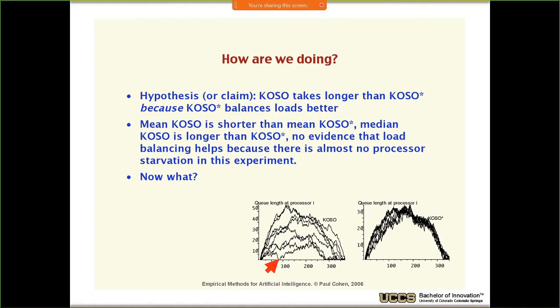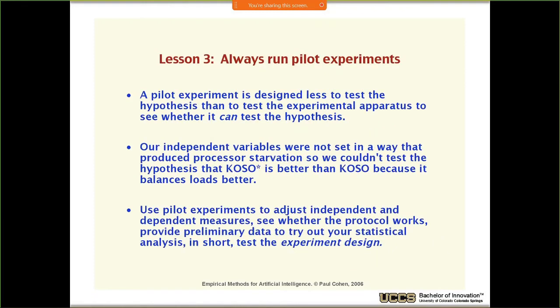So now what are we going to want to do? We've analyzed, this is just a summary of where we are. We have this hypothesis left. The load balancing doesn't help because there's almost no processor starvation in this experiment. So let's do another experiment. We're going to run one to go down this new hypothesis.